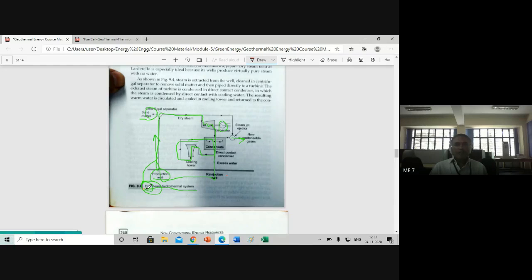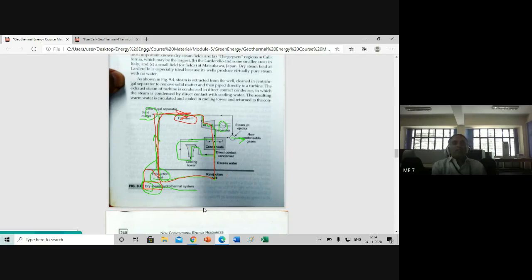Look at this dry steam. They will take it like this. Look at this dry steam. This is the dry steam flowing. Since only at high temperature dry steam is taken, this is called the dry steam hydrothermal system. The hydrothermal system is the practically used one. For this hydrothermal dry steam, it is like this.